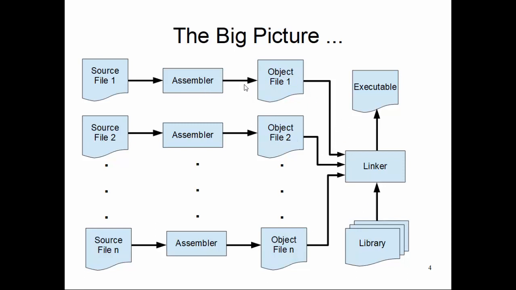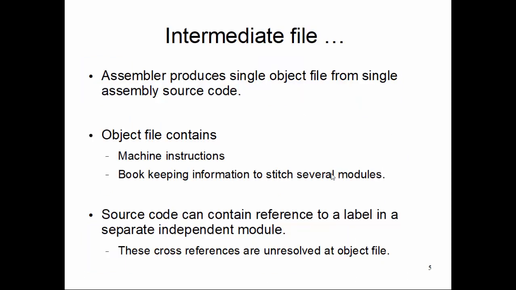So if something is called outside the scope of this source file, the assembler just keeps it open for the linker to resolve. That's what cross reference or unresolved at the object file level means. The assembler doesn't touch it. If an external function is called that may be implemented in another module, it lets the linker take over the resolving of those unresolved references.